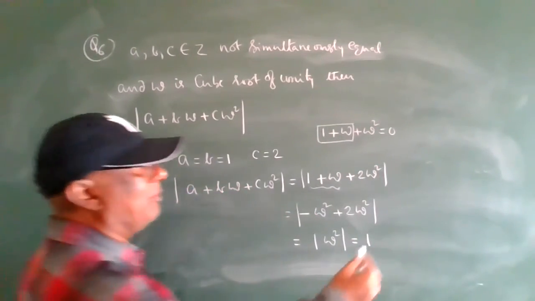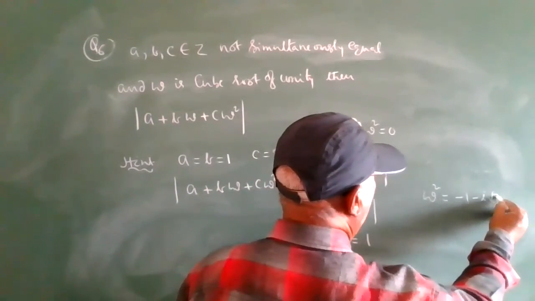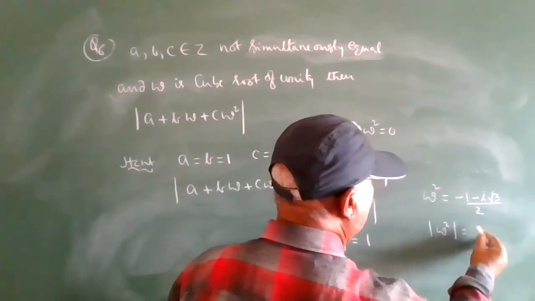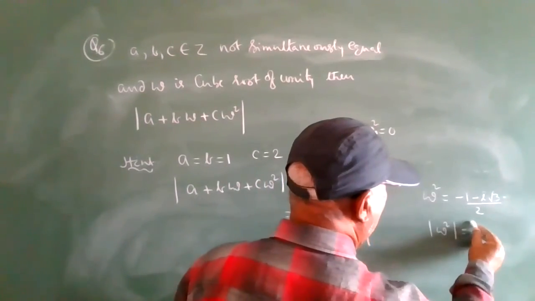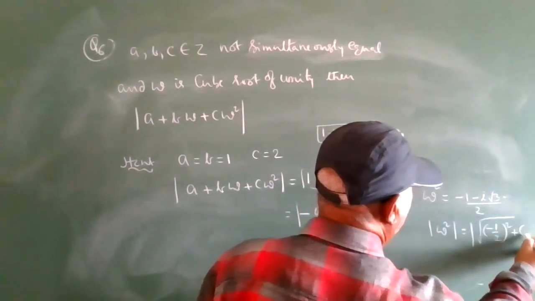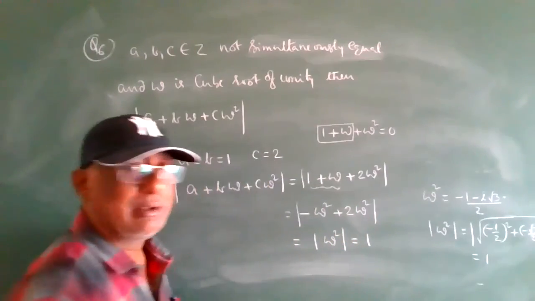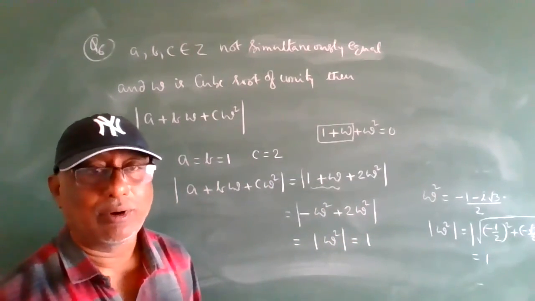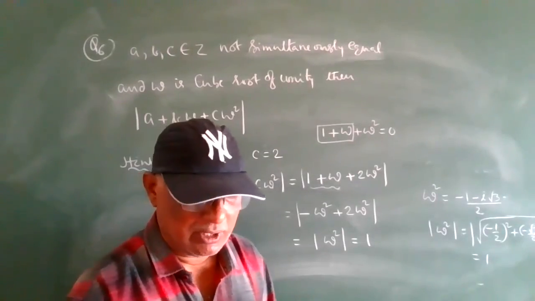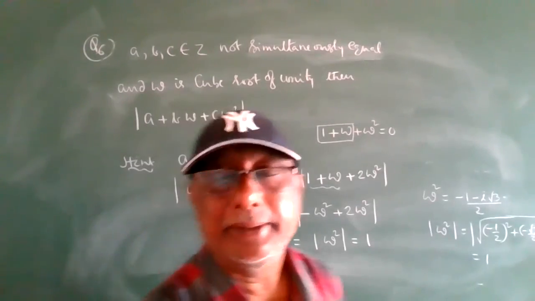If you want, omega square value is minus 1 minus i root 3 by 2. Write down its modulus: square root of (minus 1 by 2) square plus (minus root 3 by 2) square. By this simplification, the value is 1. Therefore, I am going to complete this problem here. Tomorrow we can do some other concepts.